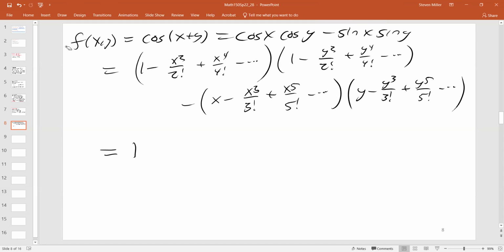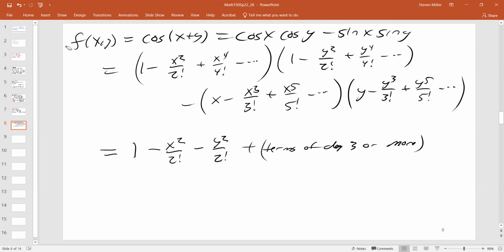Could I have 1 times negative y squared over 2? Yes. And I could have negative x squared over 2 times 1. But I can't have x to the 4th and the y to the 4th coming in at all. So from the first two, I would just get 1 minus x squared over 2 factorial minus y squared over 2 factorial plus terms of degree 3 or more.